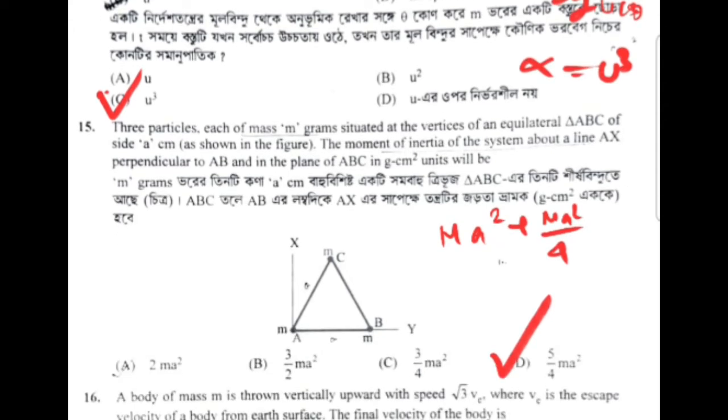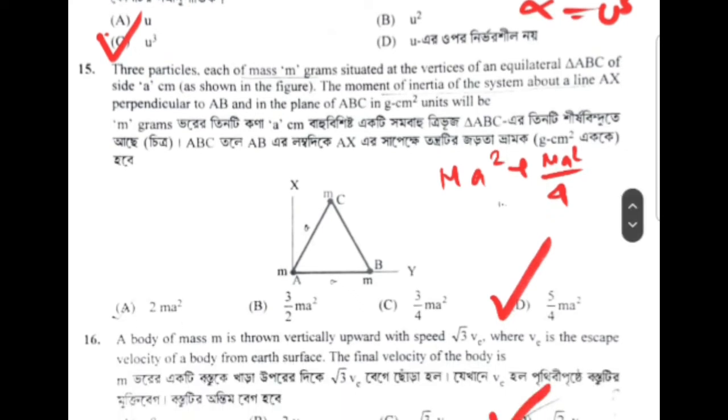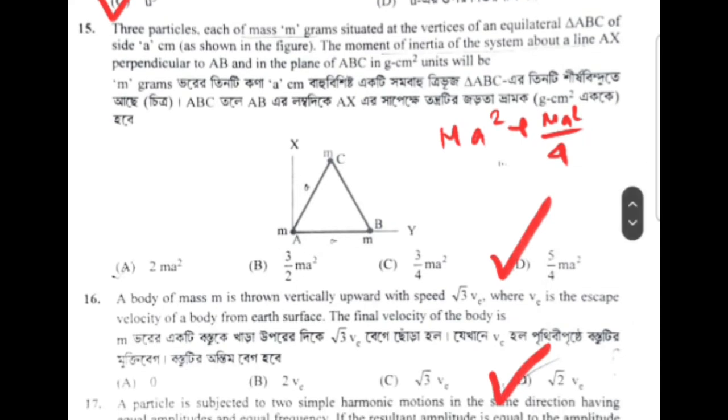Question number 16. A body of mass m is projected vertically upward with speed root 3 ve, where ve is the escape velocity of the body from Earth's surface. The final velocity of the body is? We'll apply the energy relation at the initial and final points, so we can easily get the final velocity, and the answer will come out to root 2 ve.